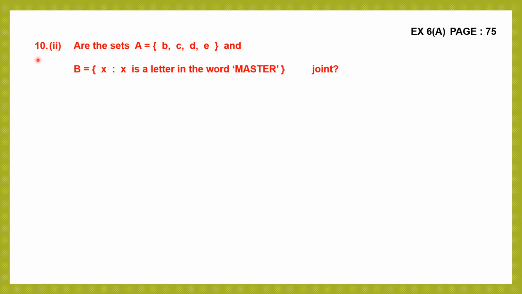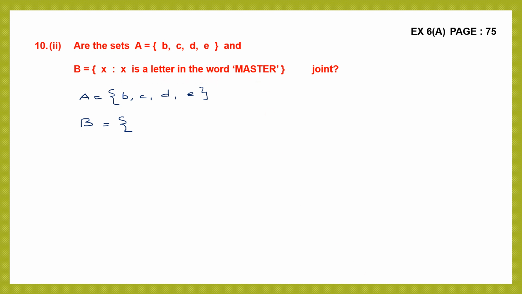The second one is question 10. Are the sets A equals B, C, D, E and B is equal to x such that x is a letter in the word master? Are these two sets joint is the question. So first let's write down all the elements of set A which is given to us. That's B, C, D and E. Now we are going to find out the elements of set B. x is a letter in the word master.